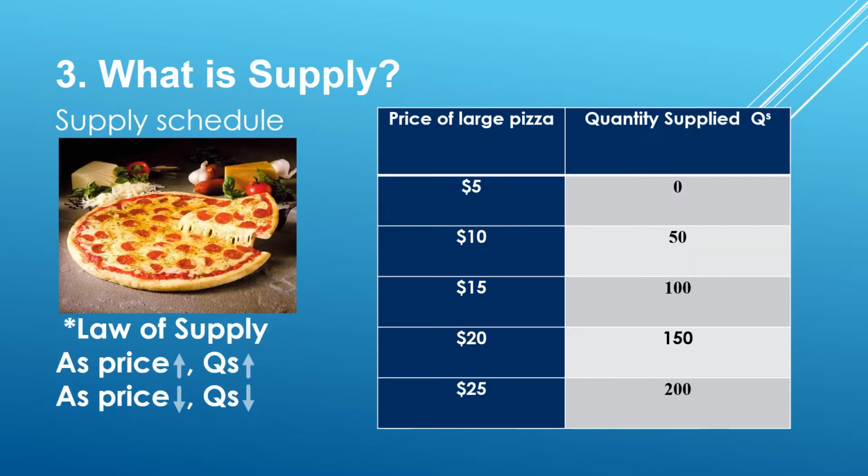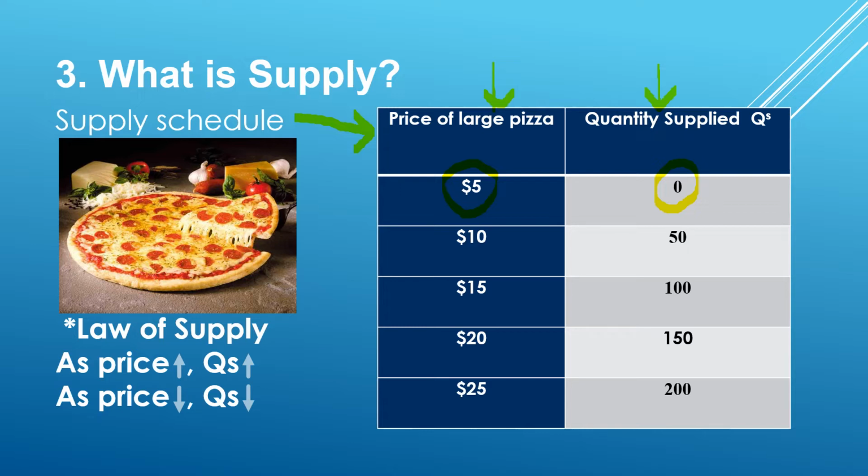Let's take a look at this pizza market again. It is the large size pizza. Supply schedule is this table over here. The relationship between all of the possible price and the amount pizza maker are willing to make for sale. That is the supply schedule. So inside you can see that each price, like at $5, it tells you how many pizza that this pizza maker is willing to make for sale.